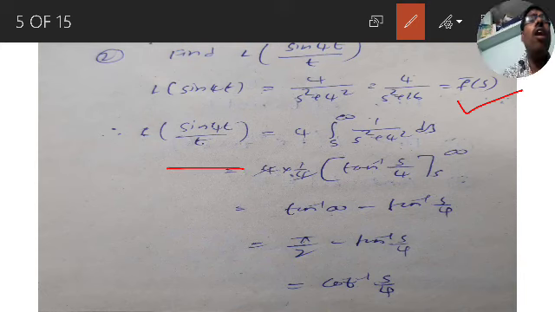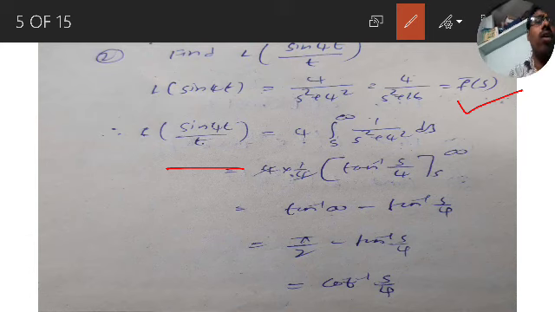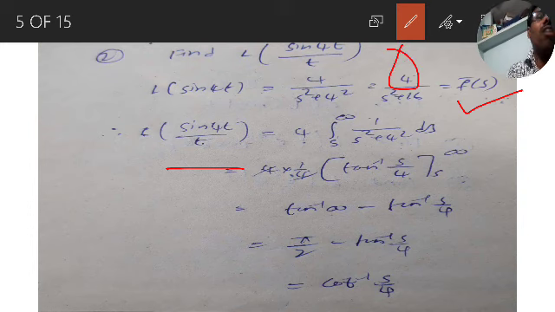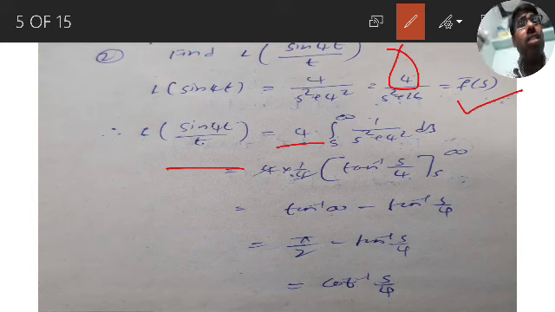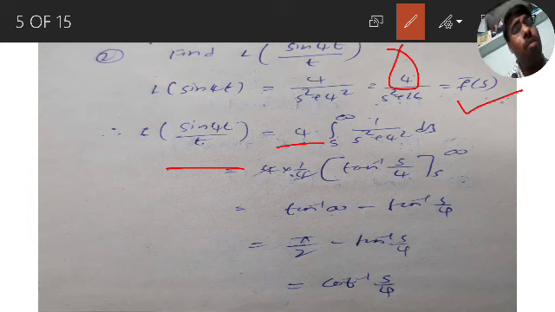Now apply L of sin 4t by t, the division by t method. What does the division by t method say? You have to take the integration of f bar of s from s to infinity. 4 is a constant, therefore 4 goes outside. The linearity property of Laplace transform says that you have to take the constant outside. Here also in integration we have the same rule.